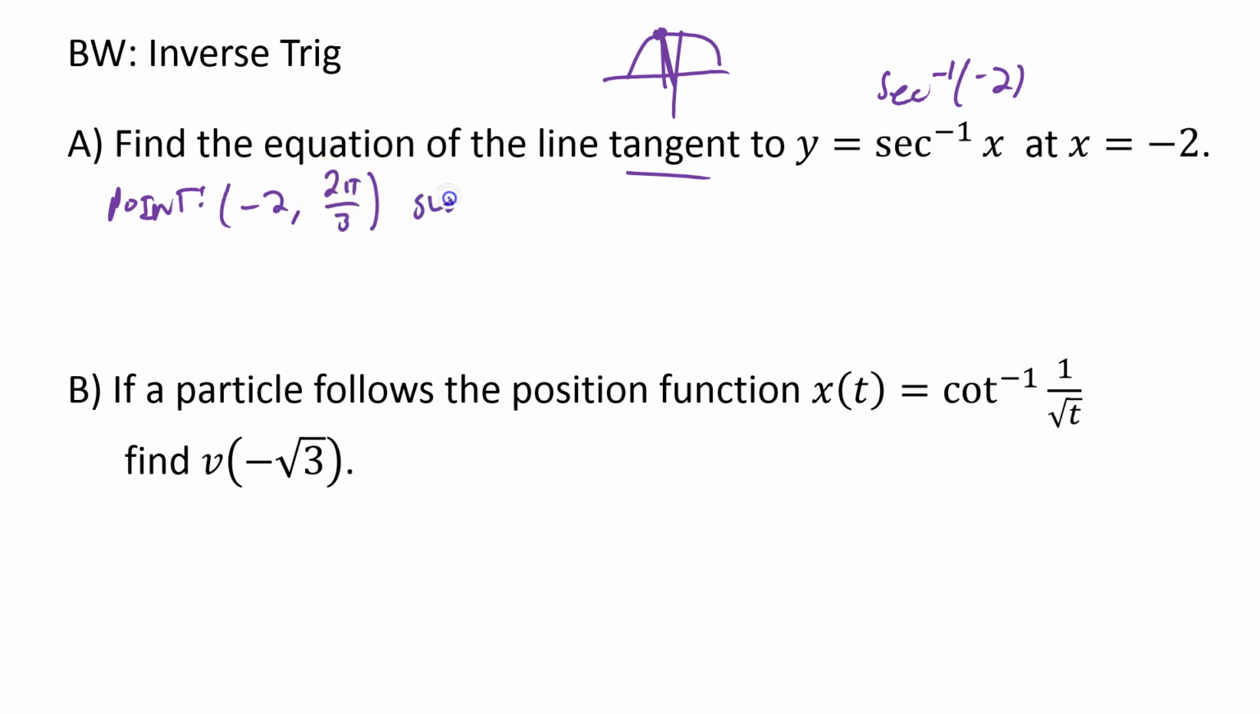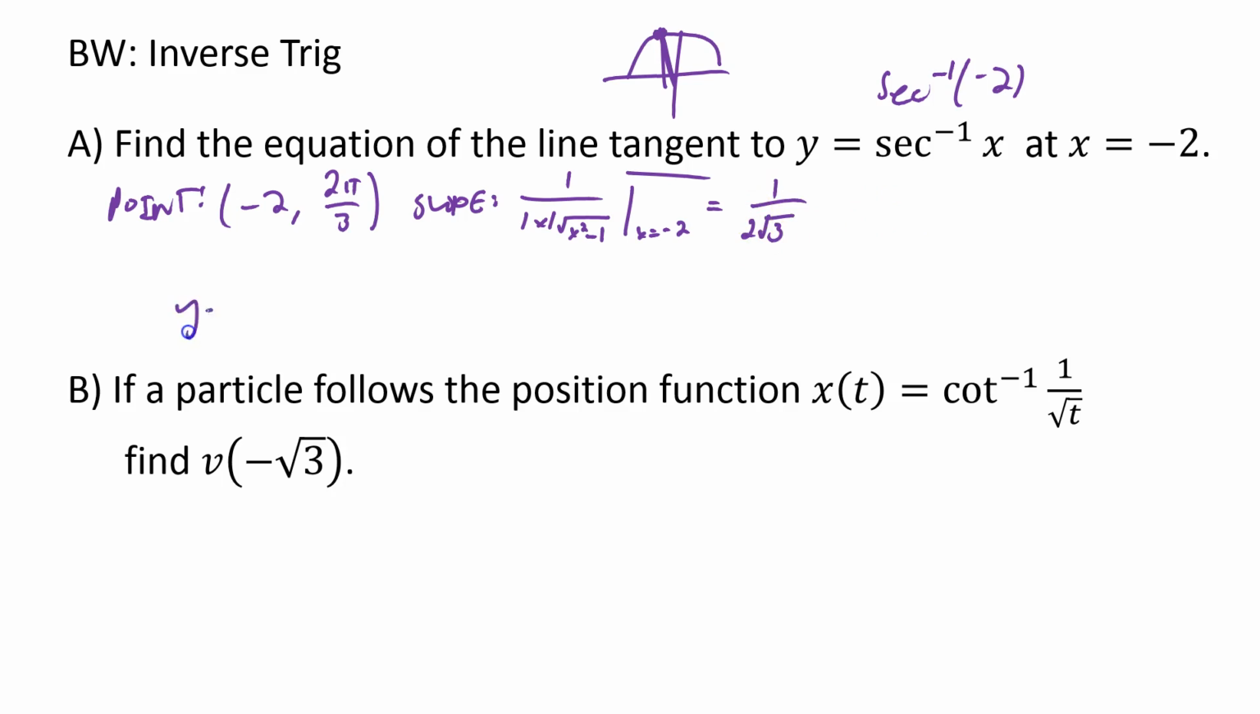And then our slope is going to be the derivative of this guy. So derivative of secant inverse is 1 over absolute value of x times the square root of x squared minus 1. And we're going to evaluate that at x equals -2. So that's going to be 1 over 2 times the square root of 4 minus 1, which is 3. And I'm just going to leave the slope like that, because why bother messing with it?